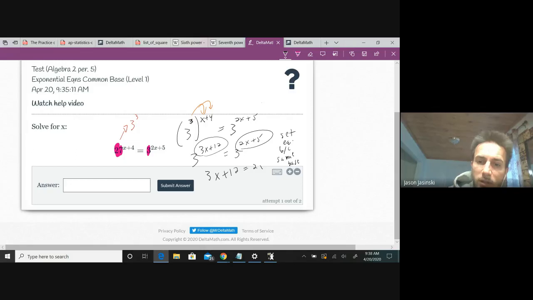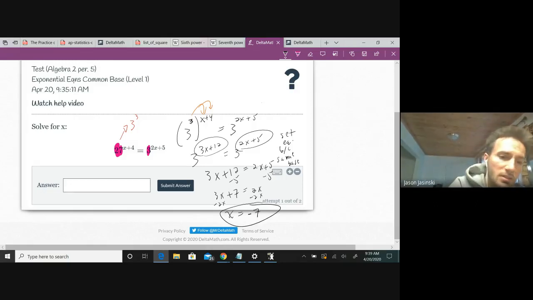Then you have pretty much an algebra 1 problem. All right. So subtract 5 to isolate, you get 3x plus 7 is equal to 2x. Subtract 2x, subtract 2x, you get x. Bring the 7 over, so you get -7 is your answer. Okay.